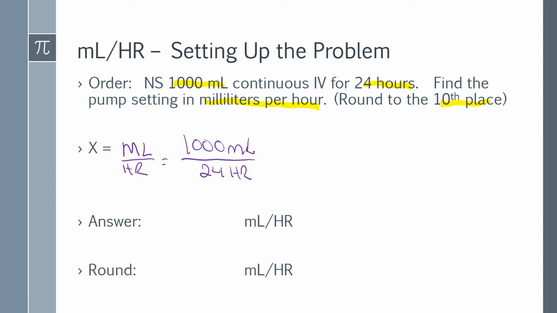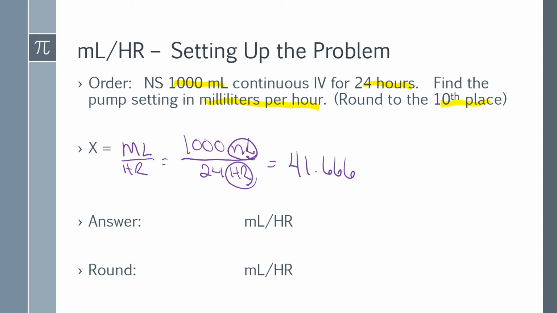So really, do you have milliliters? Yes. Do you have hours? Yes. You don't need any more information right now. So now all you have to do is divide 1,000 by 24. When you do the math, that's going to give you 41.666, and that's where I'm going to stop.